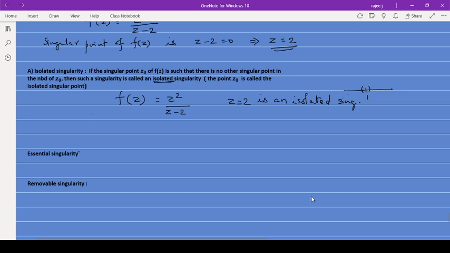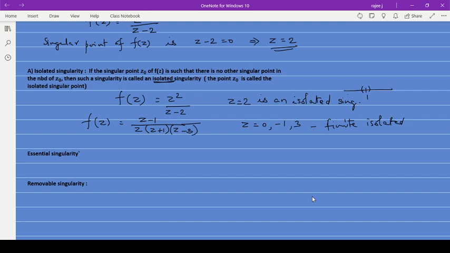Or say another one, f of z is equal to z minus 1 upon z into z plus 2 into z minus 3. Okay. Now here, isolated singularities means the points at which this function is not analytic. So if you put the denominator equal to 0, you will get z equal to 0, z equal to minus 2 and 3. These are finite isolated singularities. Means you can count them, finite isolated singularities. So at these 3 points, the function is not analytic.